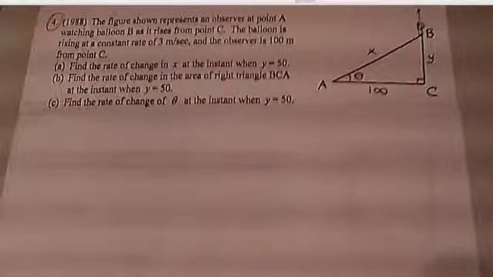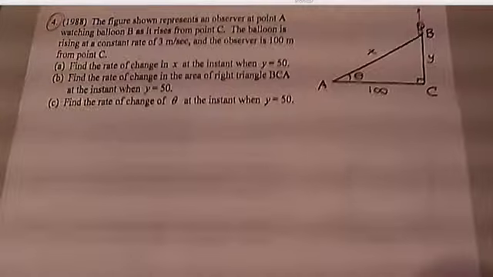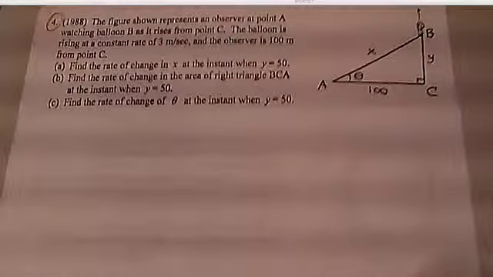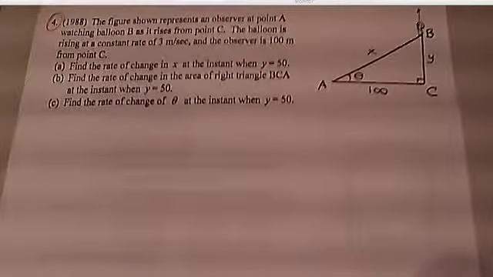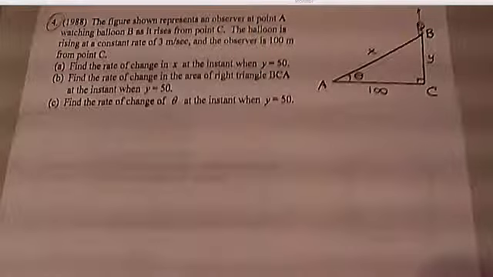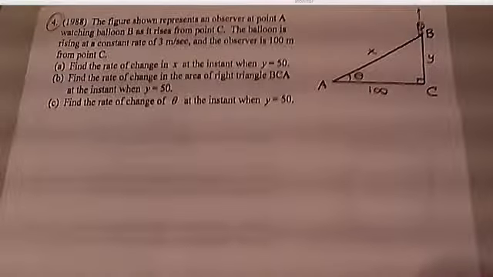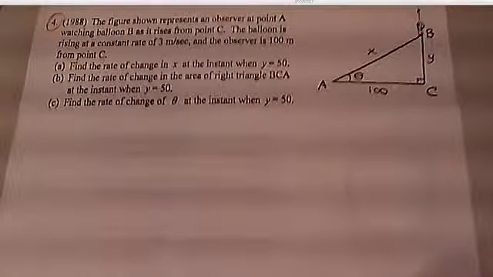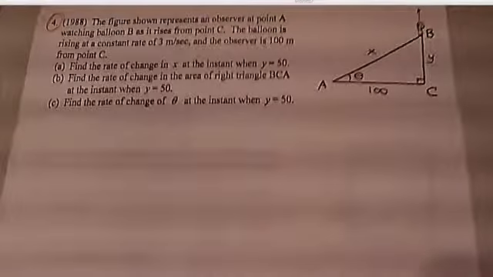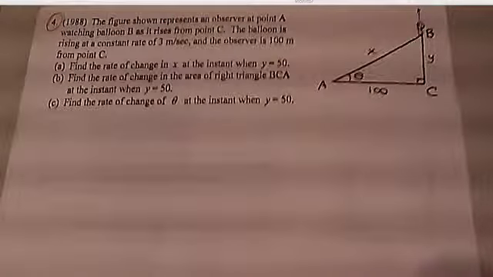Alrighty, this is part 5 of related rates. We're going to go ahead and jump right in with an actual AP problem from 1988. This is actually kind of a classic problem as well. It has to do with someone standing in a field and observing a hot air balloon rising up into the air.